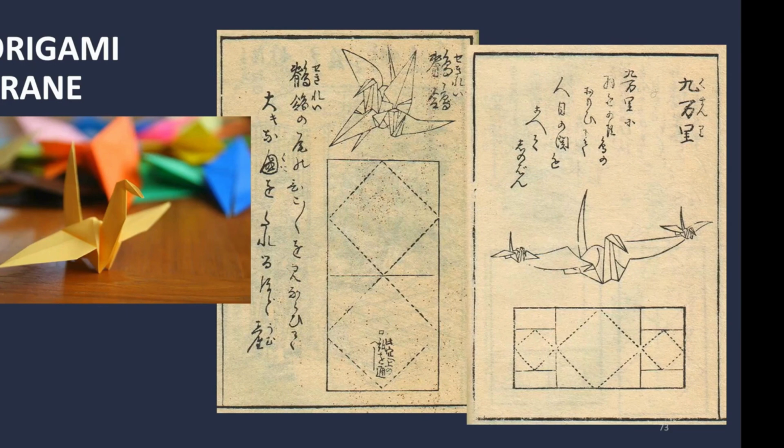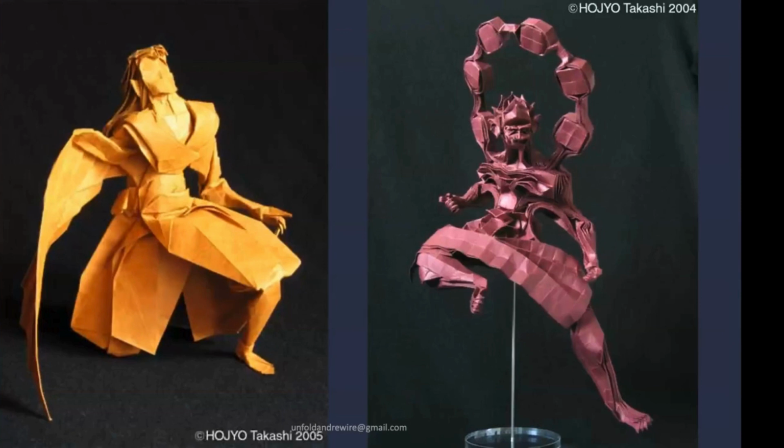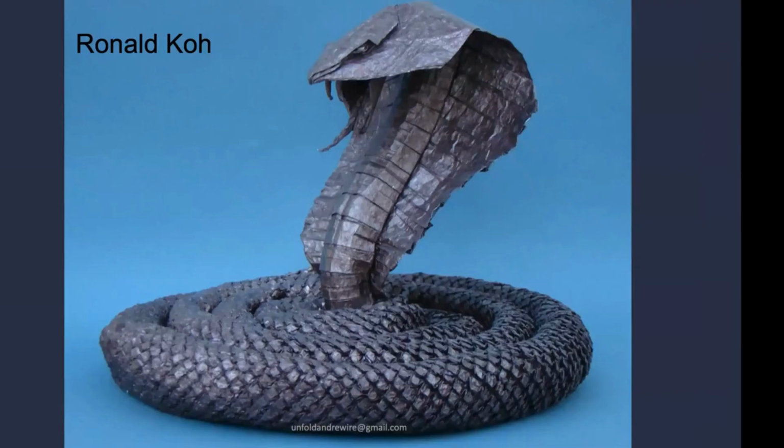But since I had a gap of about 10, 15, maybe even 20 years, I saw that from doing small models, origami has become stunning. People are doing not 30 steps, they're doing some 300 steps. So this is by Hojo Takashi, an origami model, and this is by Ronald Coe. There's one single sheet of paper. You cannot cut, you cannot paste, you can only fold, you can only transform the paper. So that's why I like this art.